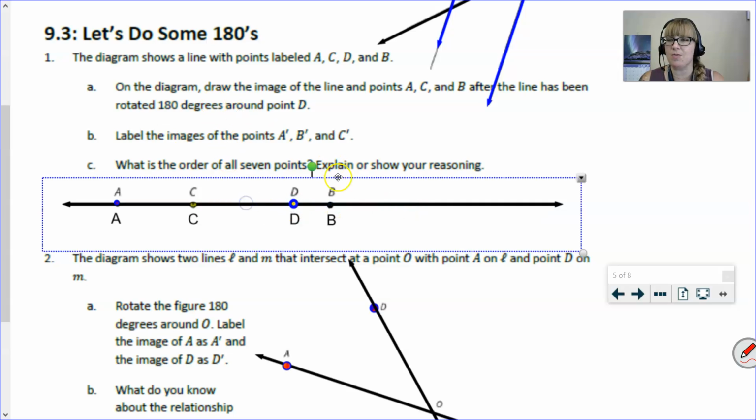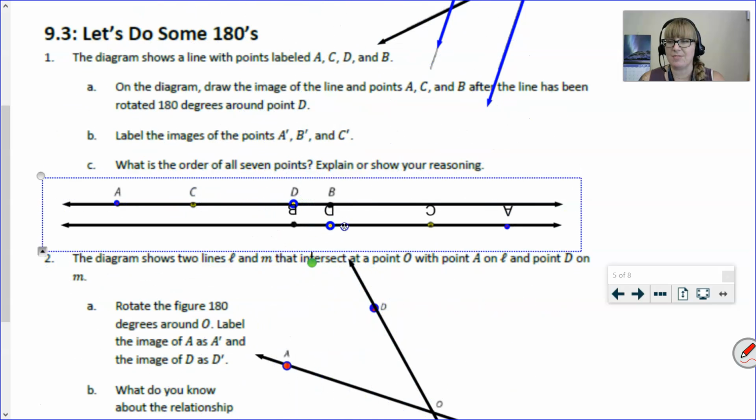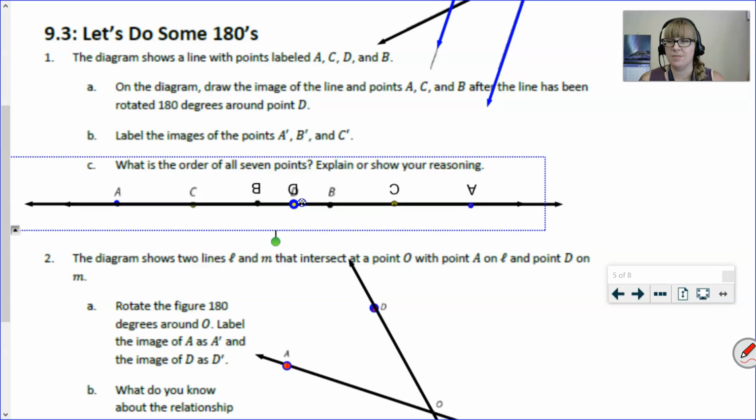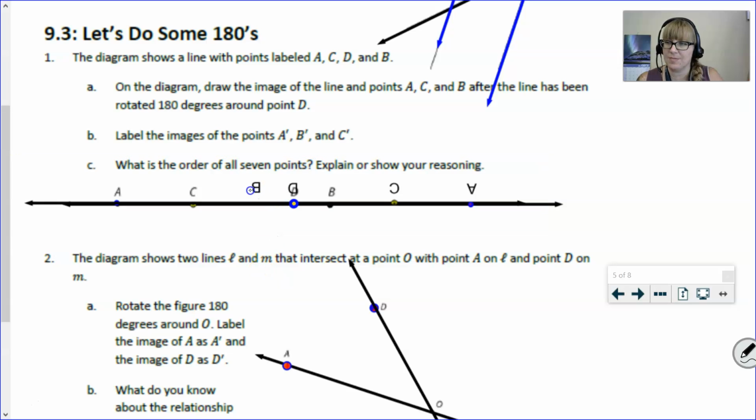Again, just like before, this is not geometry software, so after I do that rotation, I have to move it into place. And you can see that where B was, you can now see B prime. I'm going to label it B prime instead of just B. And D stayed the same. This isn't C anymore because C is over here, so this is C prime, and this isn't A anymore.